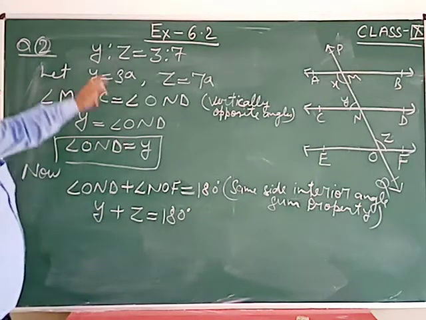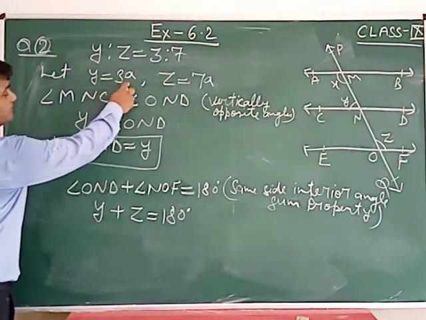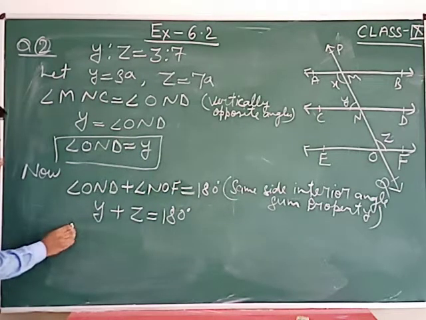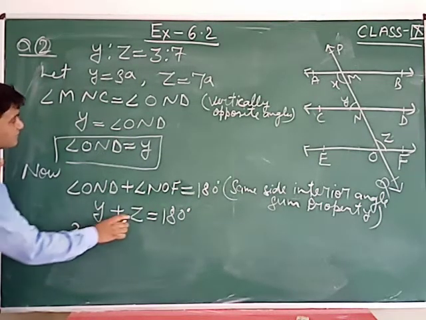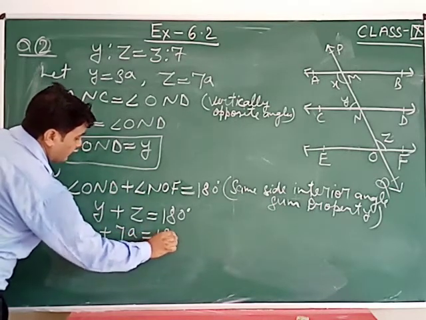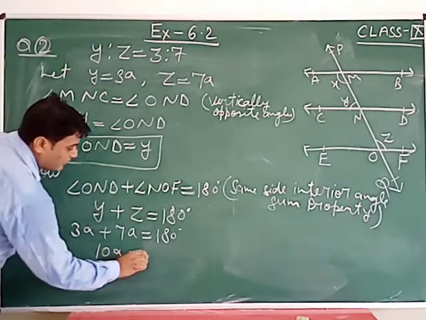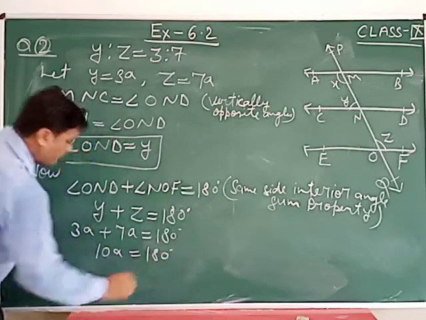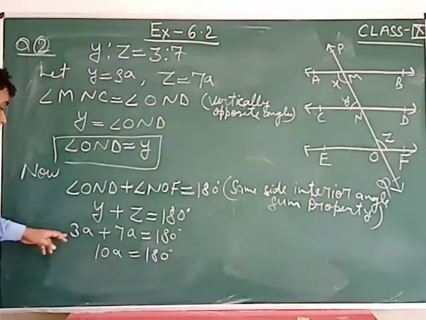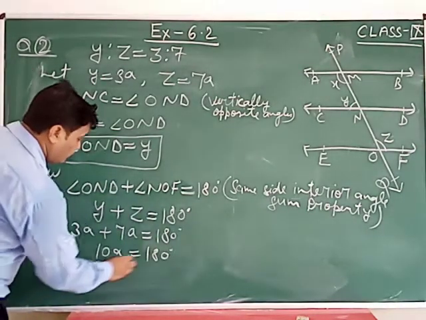No problem. The ratio y to z is 3 to 7. So y is 3a and z is 7a. Put the values here: 3a plus 7a equals 180 degrees. 10a equals 180 degrees. Like 3 apples plus 7 apples equals 10 apples, equal to 180.